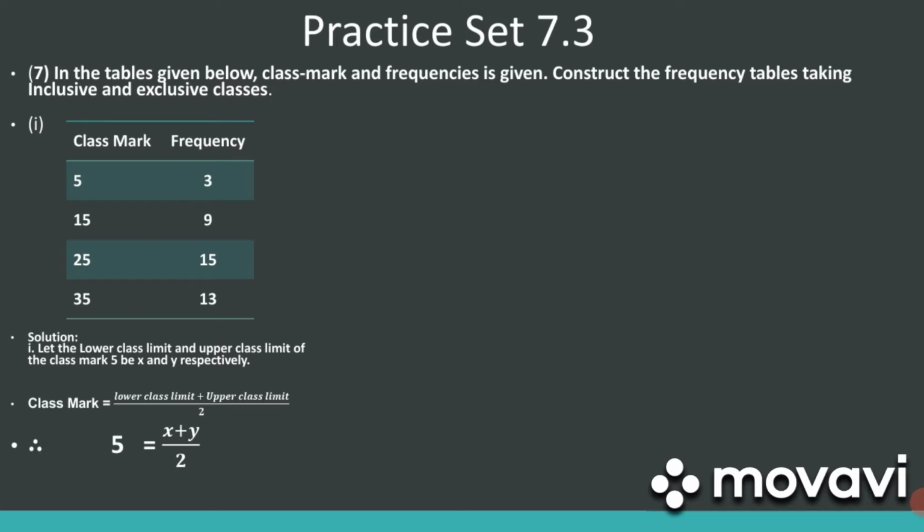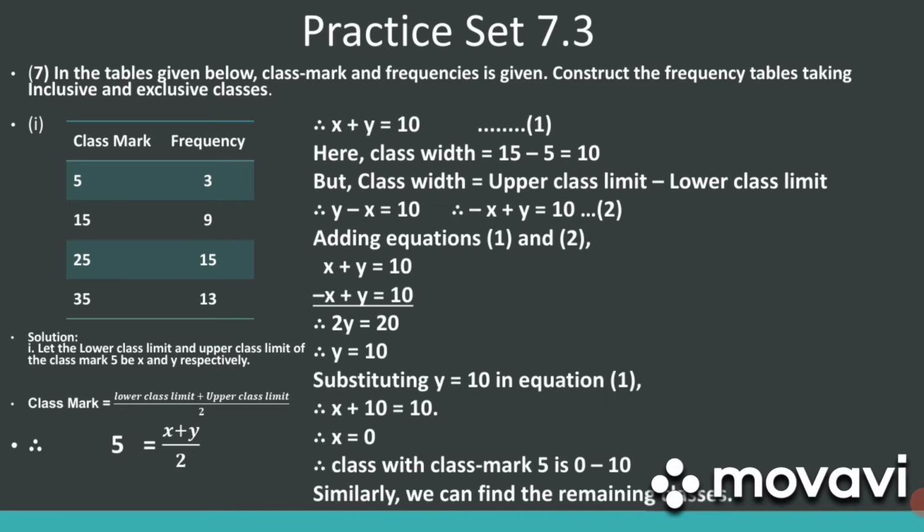Solution: let the lower class limit and the upper class limit of the class mark 5 be x and y respectively. Class mark is equal to lower class limit plus upper class limit upon 2. Therefore, 5 is equal to x plus y upon 2. Therefore, x plus y is equal to 10. Let this be equation 1.